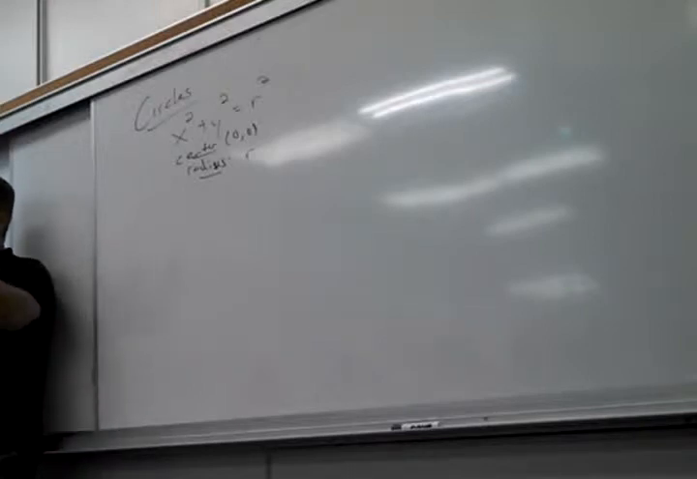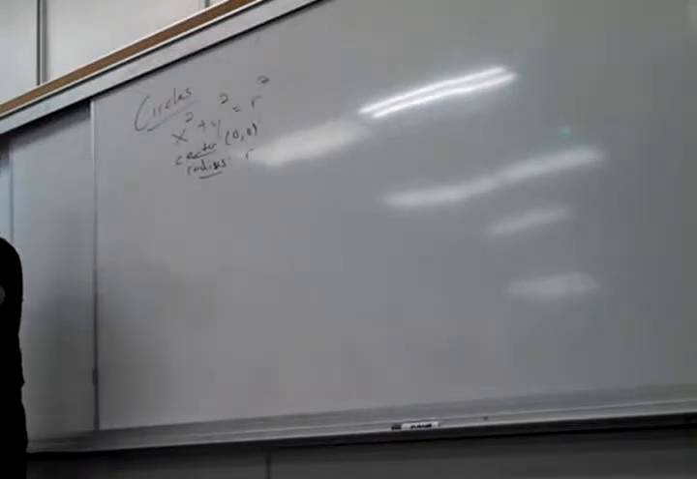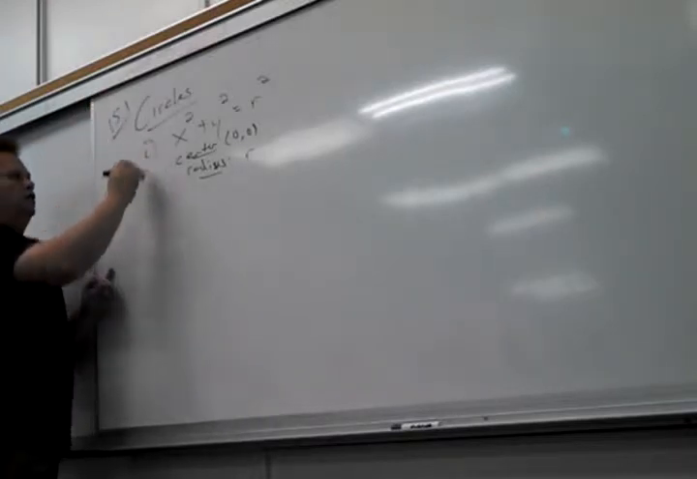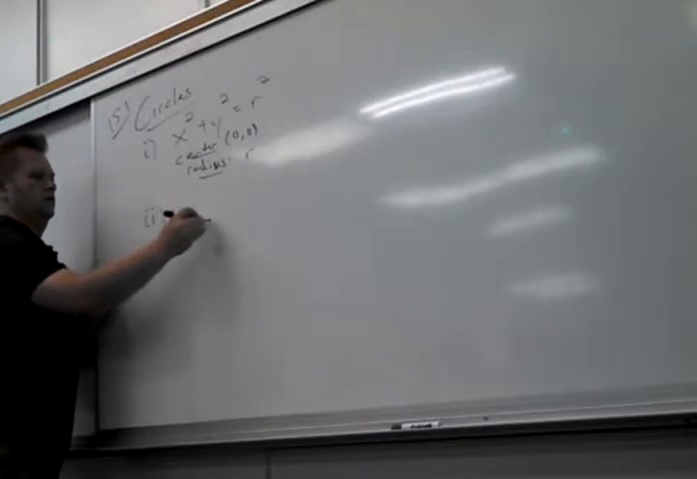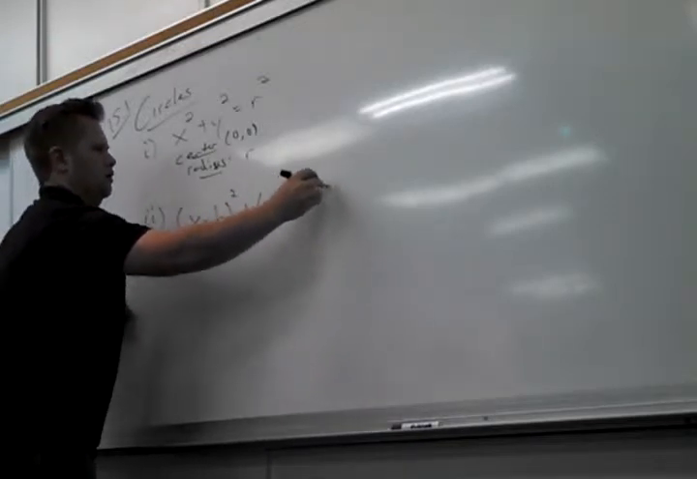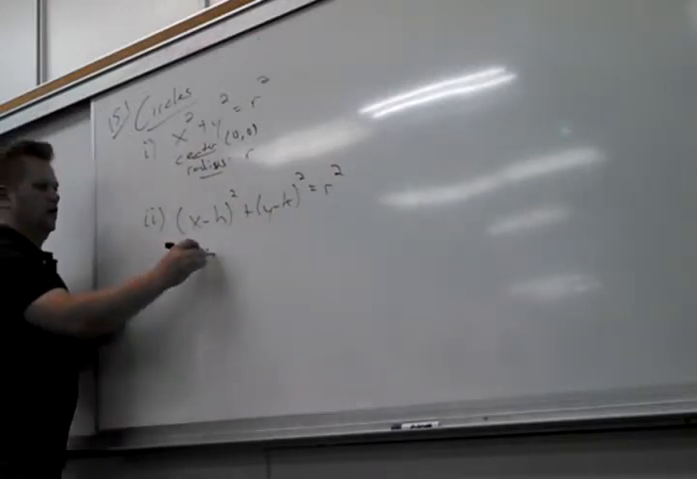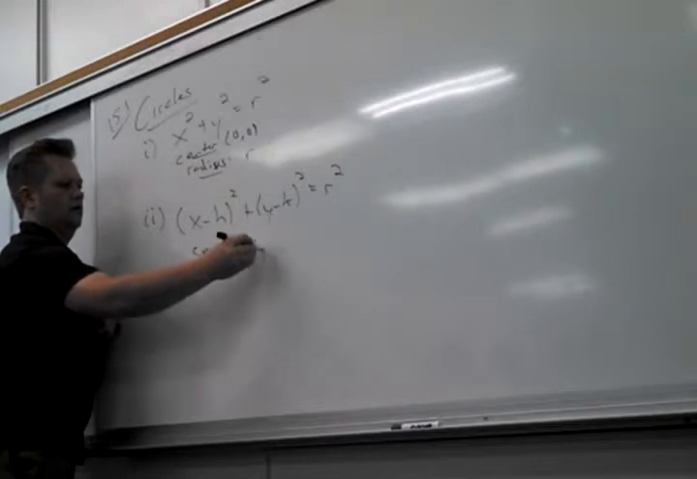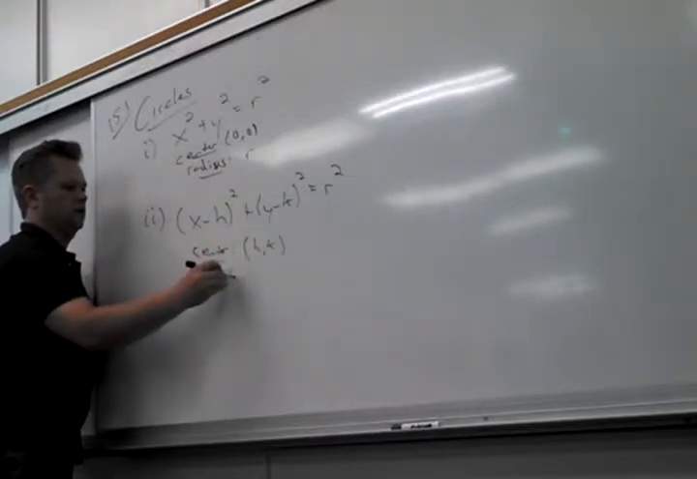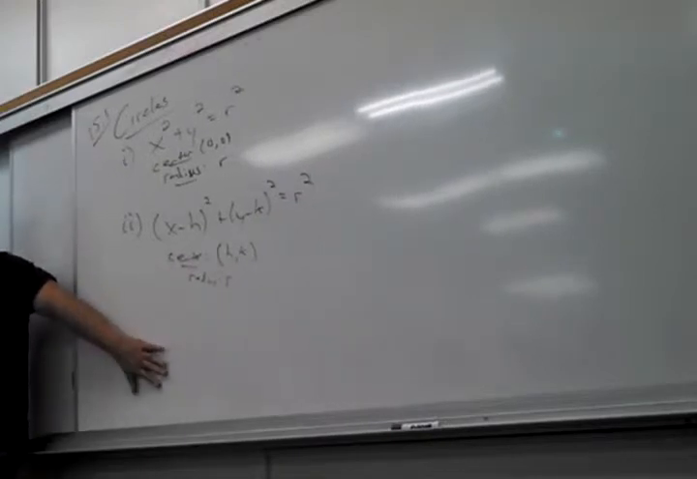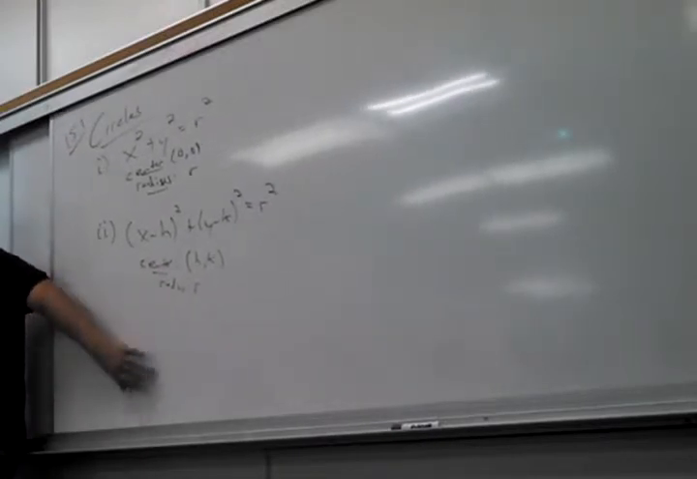If I want to move the center around, I shift it. If I want to shift it around, I do that. So this would be a center of (h, k), and the radius is still r. So real quick, let's try to graph a circle from its equation.